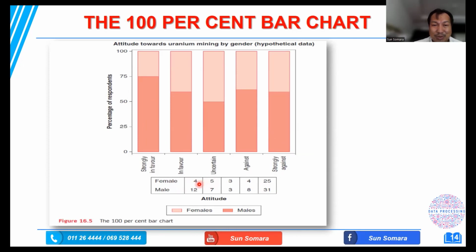Okay, for the first one, just about 4 female and 12 male, strongly in favor. About in favor, just about 7 and 5. Okay, this one 50%, male and female 3. And this one just about 4. Yeah, 8 and 4, right? This one 31 and 25. So this one we call the 100% bar chart here.